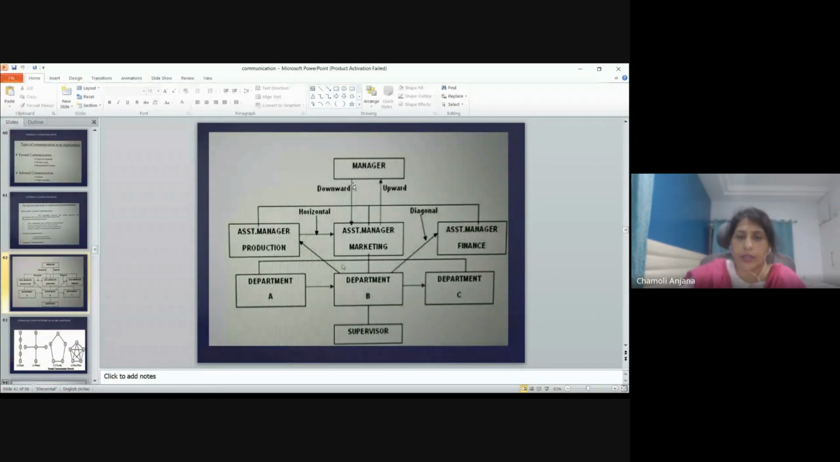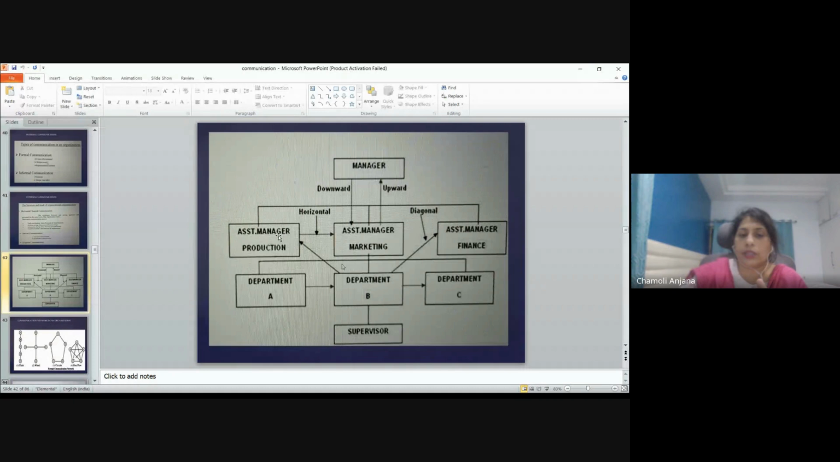If you see here, this is a downward communication from manager to assistant manager. From assistant manager to manager, it is upward communication. So this is an example of vertical communication. Downward and upward come under vertical communication. Then horizontal communication is between the people who are at the same level of the hierarchy. Upward and downward is between the people who fall under different levels of the hierarchy. Same level of hierarchy is horizontal communication.